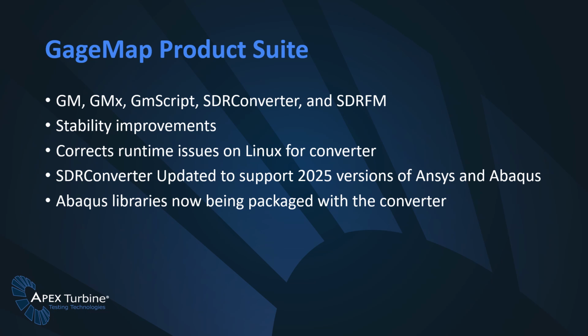The GageMap products also received a large quantity of stability updates and performance improvements, as reported by users. Additionally, the latest converter has been updated to support the latest ANSYS and Abacus versions. The Abacus ODB libraries are now packaged with the product, ensuring out-of-the-box support.